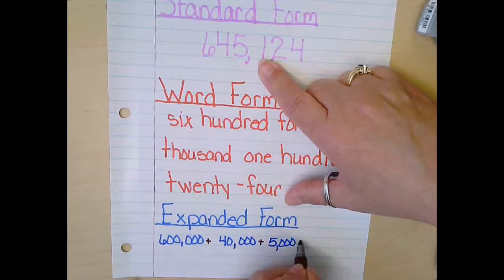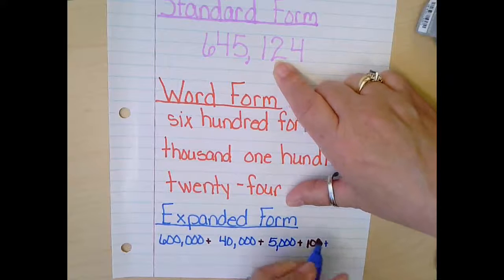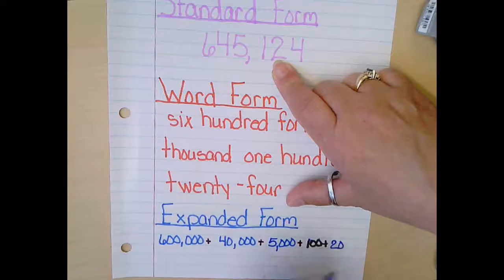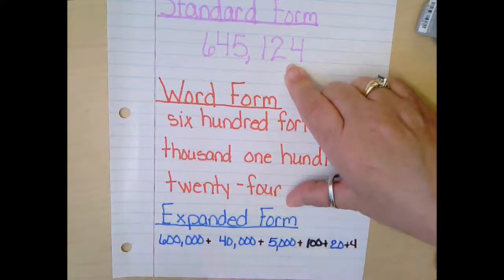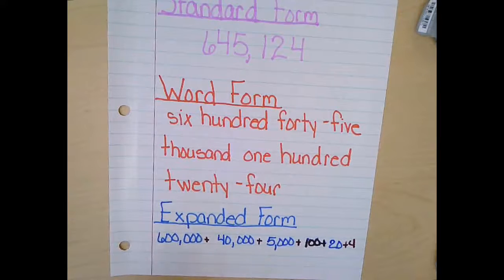We're going to keep adding 100. To that, we're going to add 100. Got my colors mixed up. To that, we're going to add 20. And then to that, we're going to add 4. So the expanded form of 645,124 is 600,000 plus 40,000 plus 5,000 plus 100 plus 20 plus 4. Do you see how I expanded that number out by filling it full of zeros or donuts? All right, take this and put it in your math section, boys and girls.